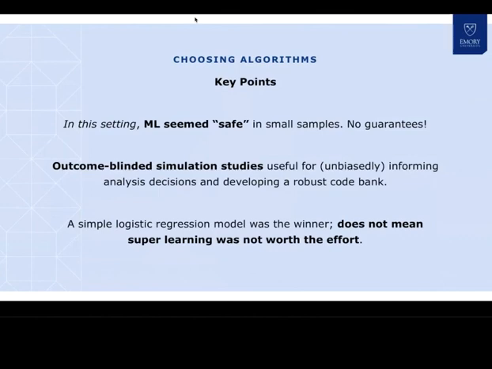Okay, the final key point here, I think, is that sometimes I show results like this and people see that, you know, the simple logistic regression model was doing best.